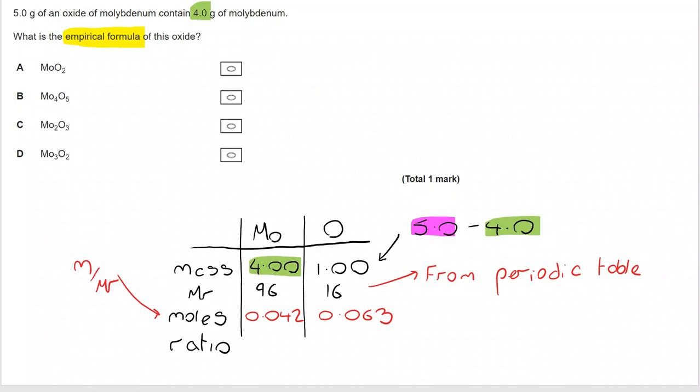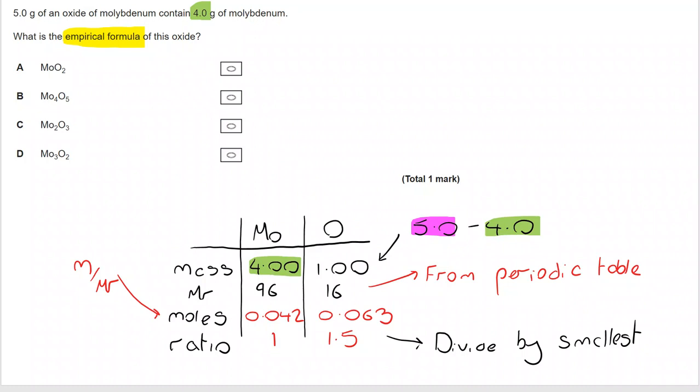In an empirical formula calculation, we need the simplest whole number ratio. The easiest way to get to that is to divide by the smallest. So the smallest of the 2 moles is 0.042. 0.042 over 0.042 is 1, and 0.063 over 0.042 is 1.5. So I have a ratio of 1 to 1.5, but it's not a whole number ratio.